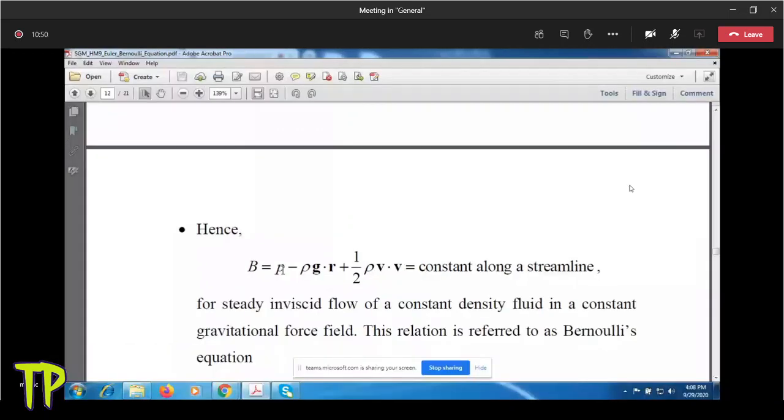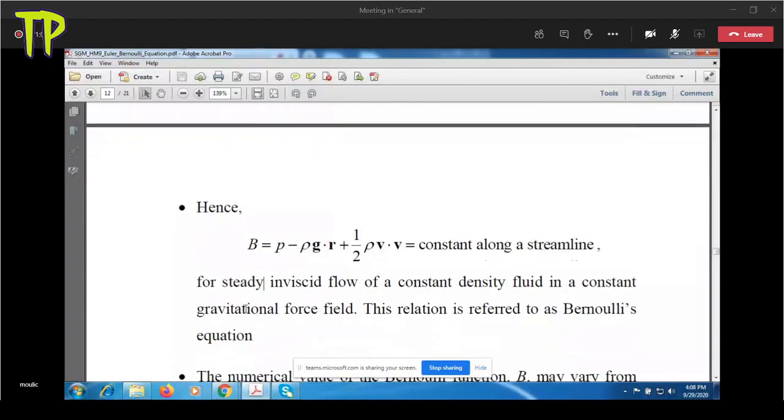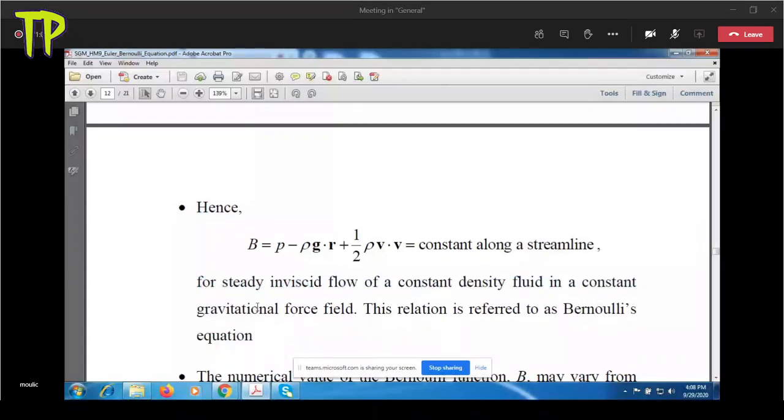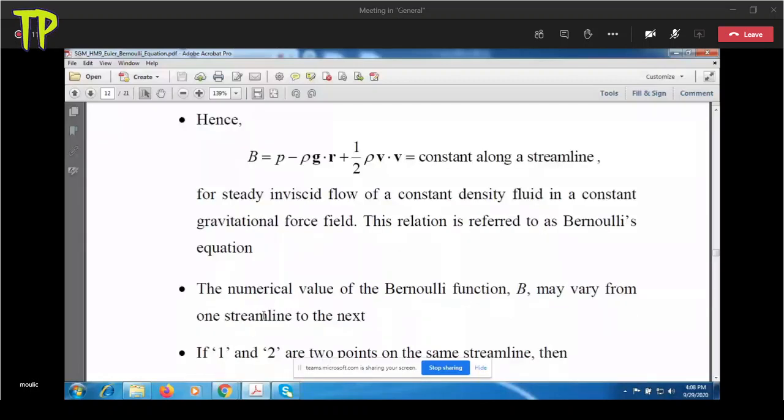But if you say the flow is steady, then the sum of these three quantities is a constant, provided these conditions are satisfied. The flow is steady, the flow is inviscid, the density is constant, and the gravitational force field, the acceleration due to gravity, is a constant. But the numerical value of this function B may vary from one streamline to the next.